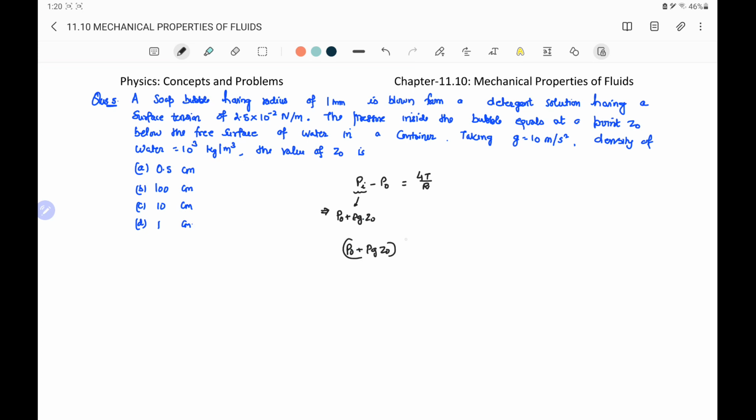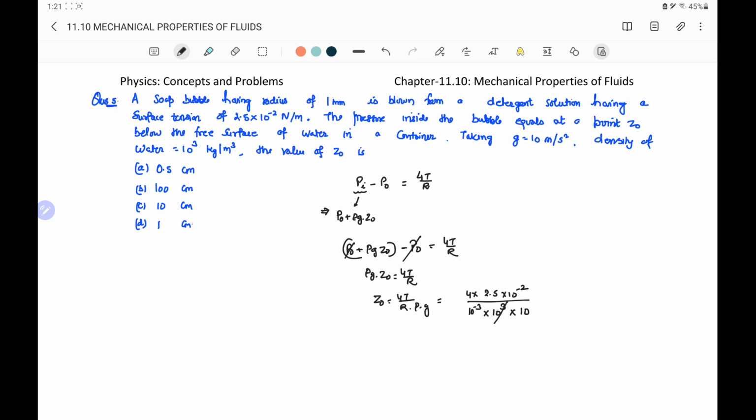This is the pressure inside the bubble. Minus P0 will be equal to 4T by R. And on simplifying, this P0 gets cancelled, so rho into g into Z0 will be equal to 4T by R. So Z0 will be equal to 4T by R into rho into g. Now substituting the value, we will have 4 into surface tension, given 2.5 into 10 raised to power minus 2, divided by radius of the soap bubble, which is 1 millimeter, so in meter 10 power minus 3, into density of water 10 power 3 kilogram per meter cube and acceleration due to gravity is 10.